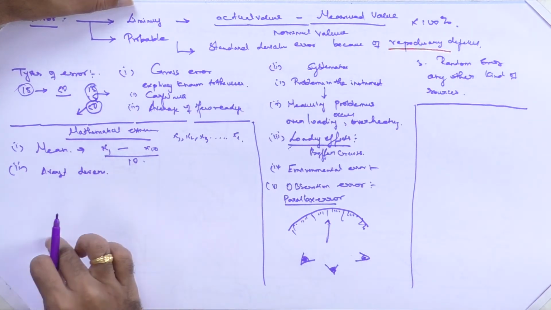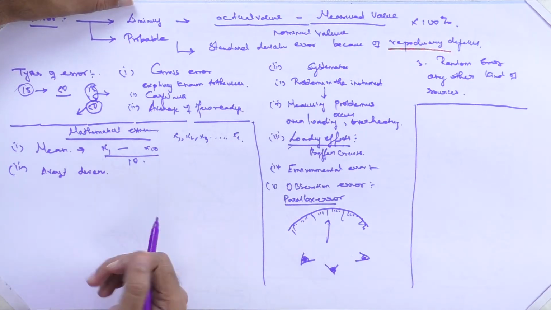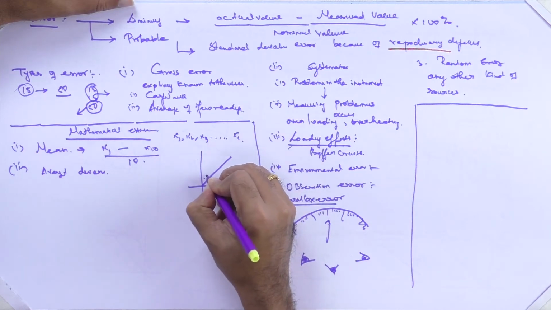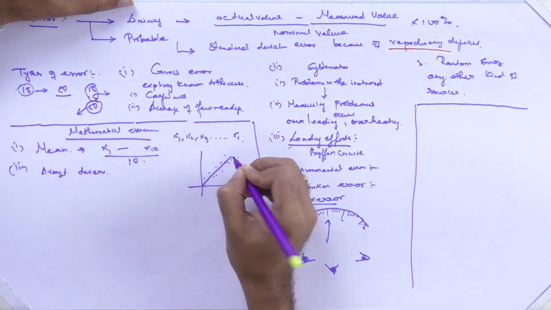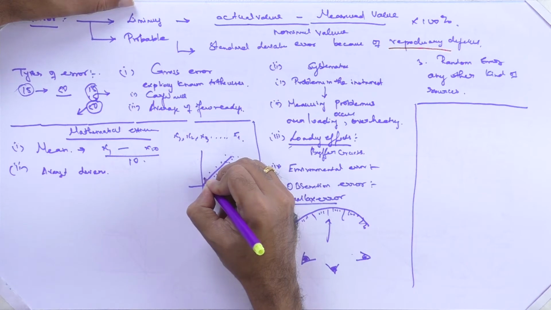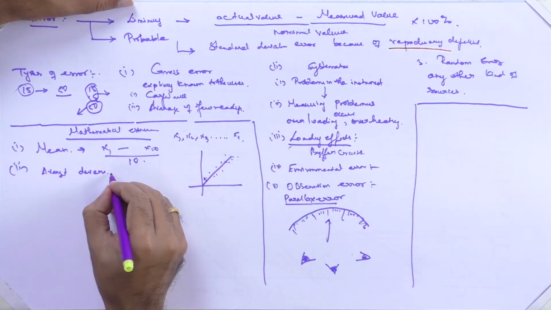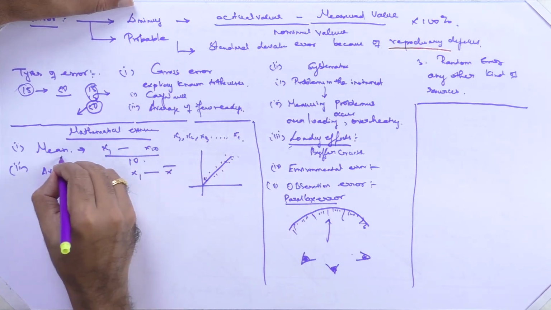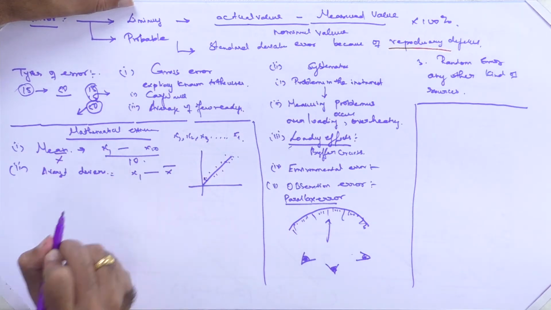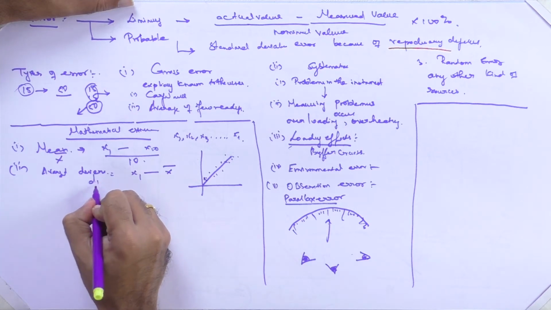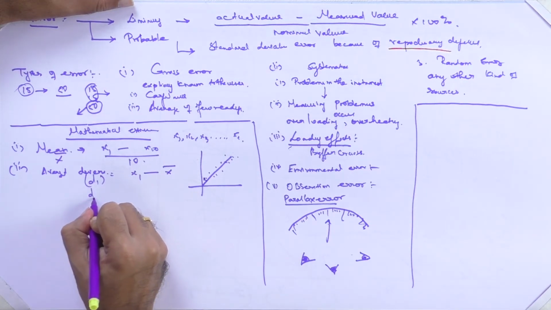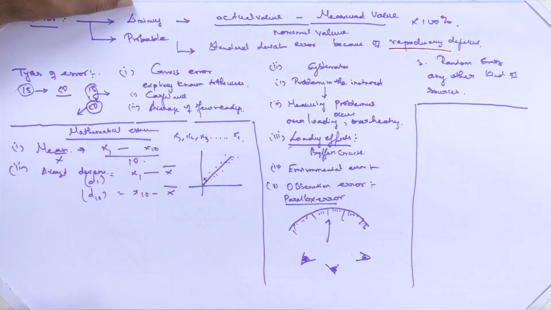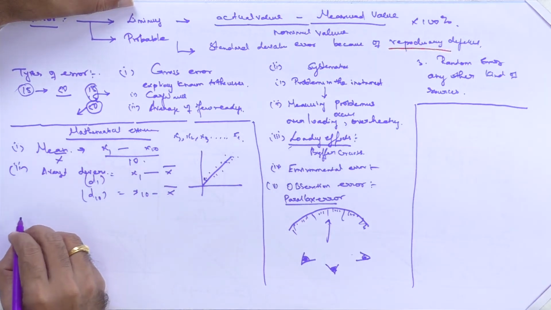Average deviation is the deviation of each value. This is your mean value and you have all your values here, and what is the deviation from the mean value? How do you calculate it? x1 is your value minus x bar, that is your mean value, which gives the deviation d1. Like this you have to calculate it up to d10. This is your average deviation.